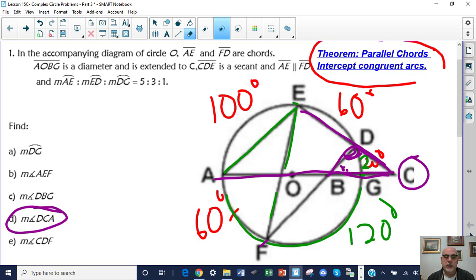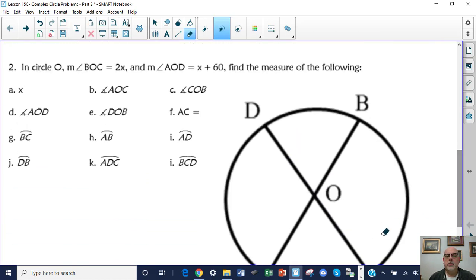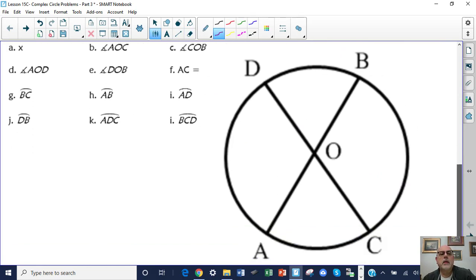If you look at the problem below, let's get a little start on that one. This one you're told angle BOC, the measure is 2x. And angle AOD, its vertical angle right here, is x plus 60.